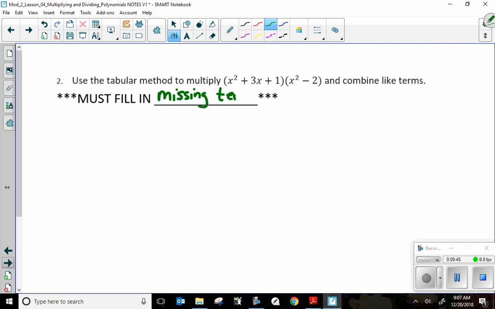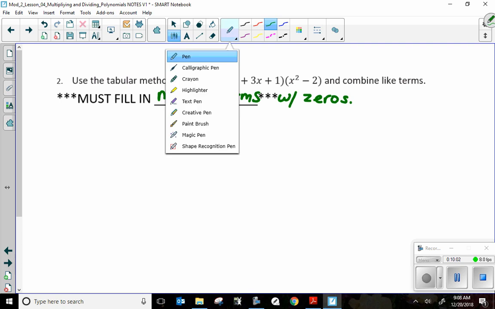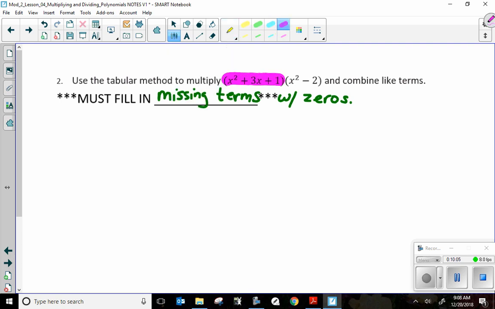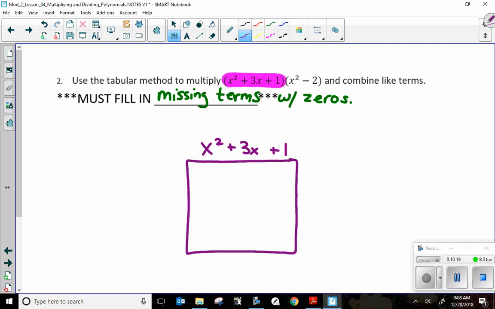Missing terms. And I'm going to keep on going with zeros. Okay? I must fill in missing terms with zeros. What does that mean? Let me show you. All right? I am first going to say, all right, okay, well, here we go. We have x squared plus 3x plus 1. So on top, I've got x squared plus 3x plus 1. I know I'm going to have 3 columns because I have 3 terms there.